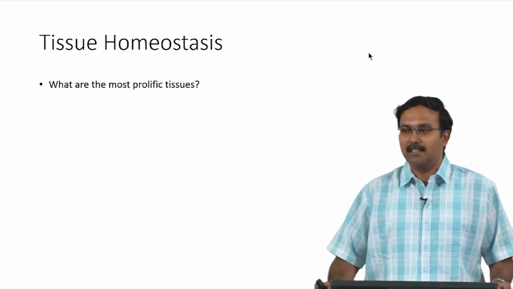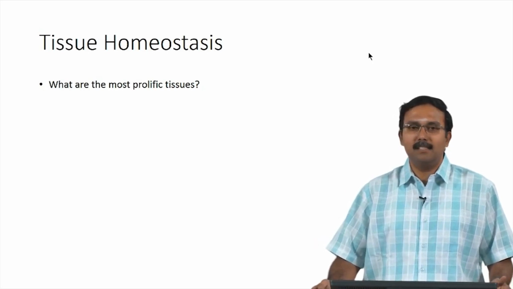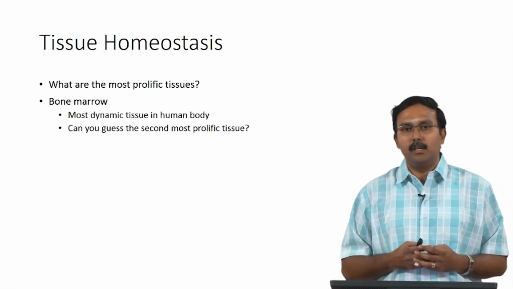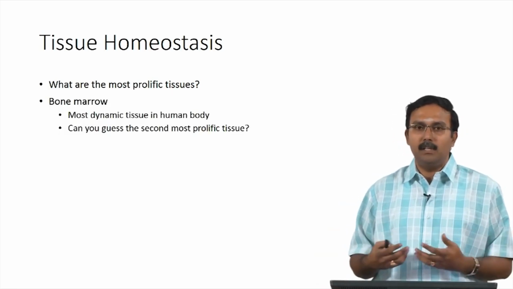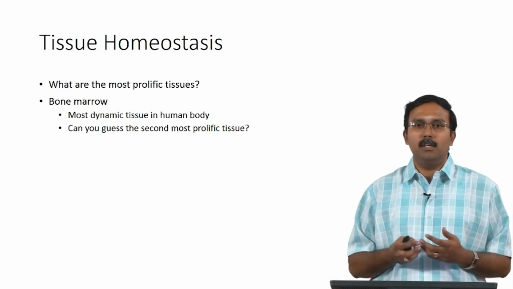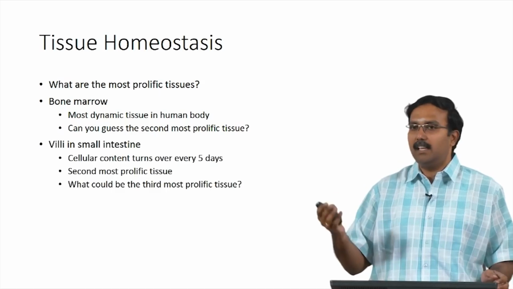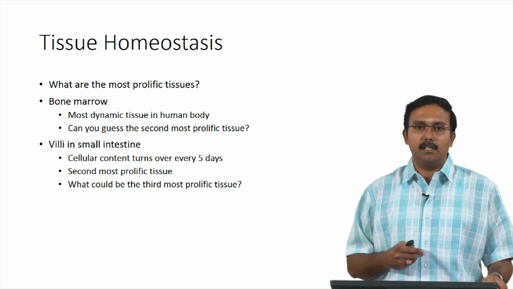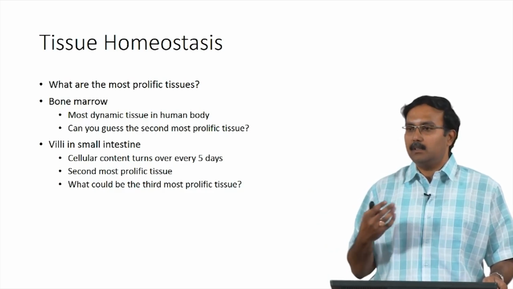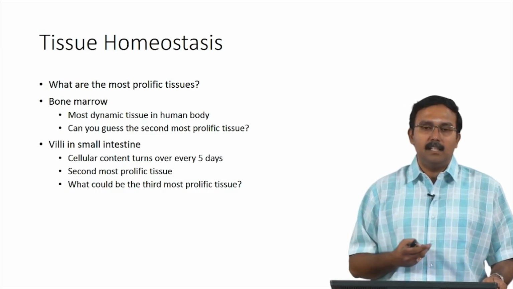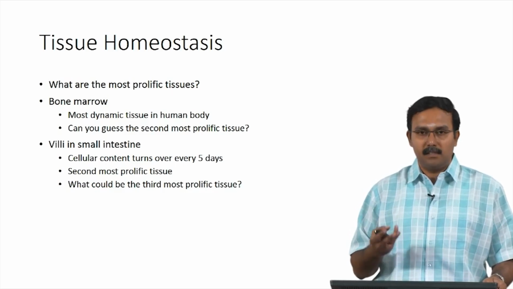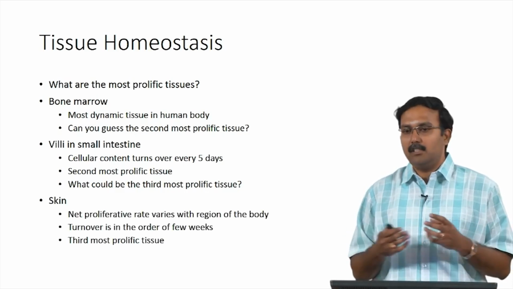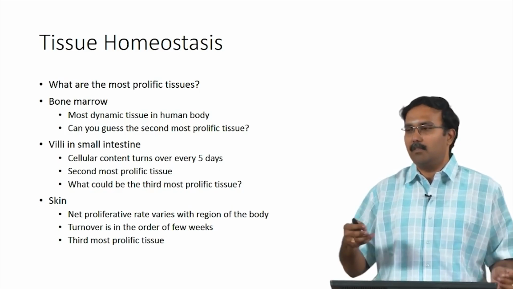Neither of those is exactly blood cells, but bone marrow. So bone marrow is one of the most dynamic tissues in your body. So it might actually get replaced very quickly, and the second most prolific tissue is the villi of the small intestine, which is the mucosal layer which is present on the small intestine. So here the cellular content can actually turn over every 5 days, and the third most prolific is the skin. And so the net proliferation rate can actually vary based on the region of your body, and the turnover is in the order of a few weeks.